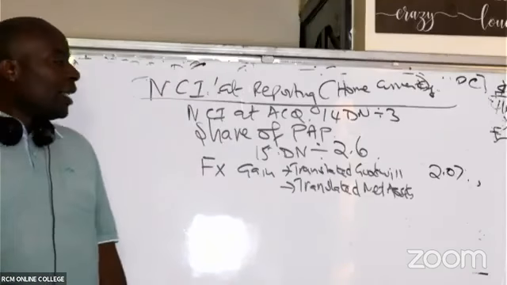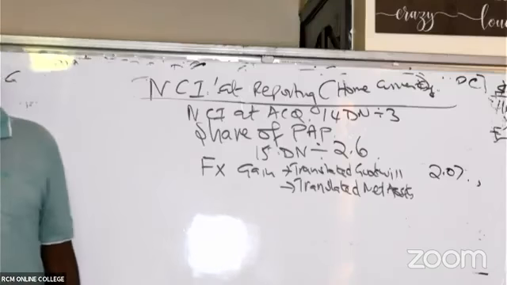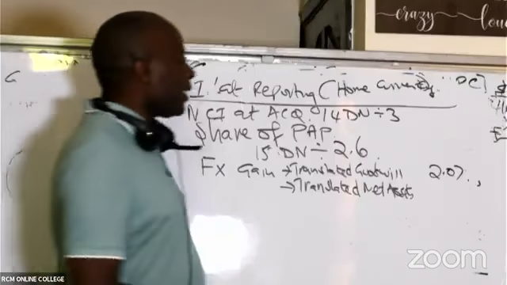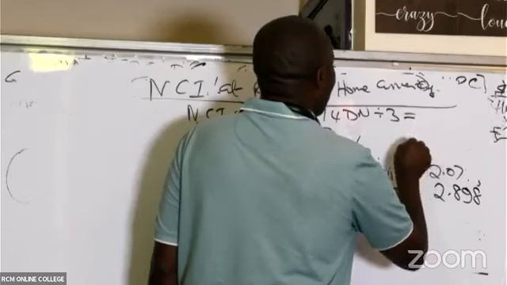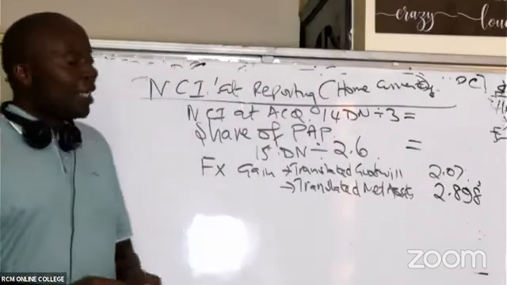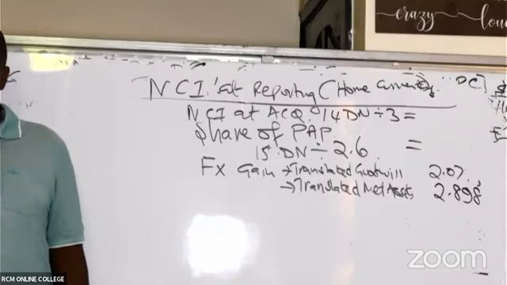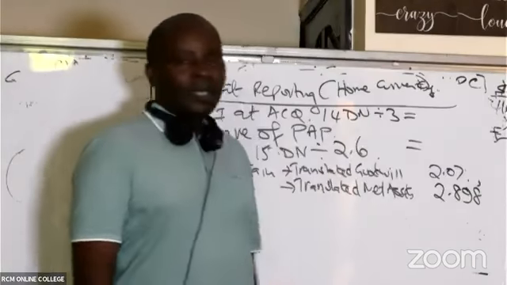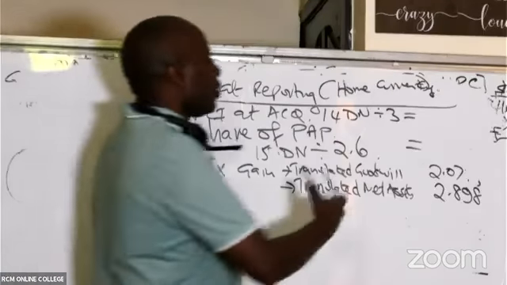How about the NCI share of translated net assets, foreign exchange? 2.898. Abracadabra, let's get back here. Please give me these answers. V has already been able to give me the total, but I would really want you to give me this. NCI at acquisition, 14 divided by 3. What is 14 divided by 3? 4.67. So this is 4.67.